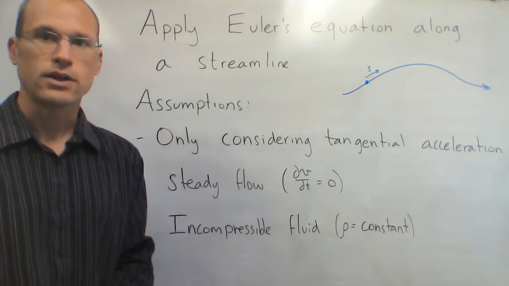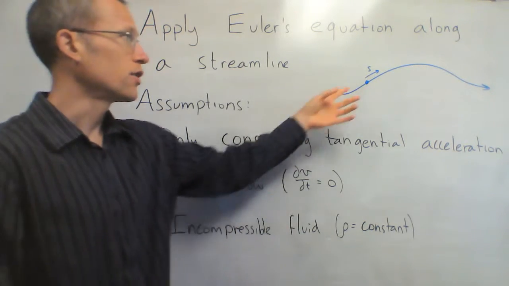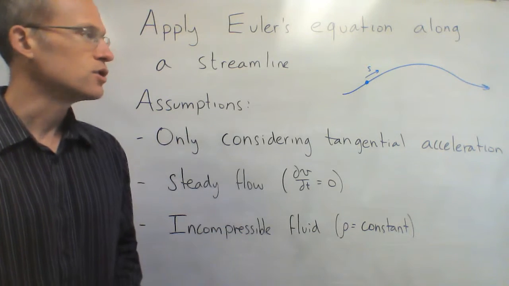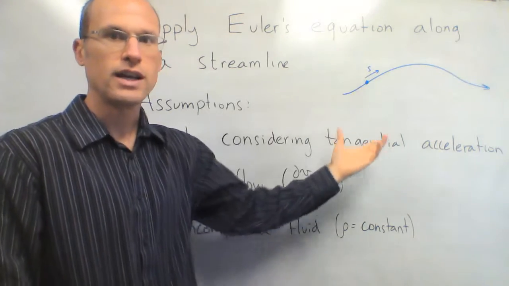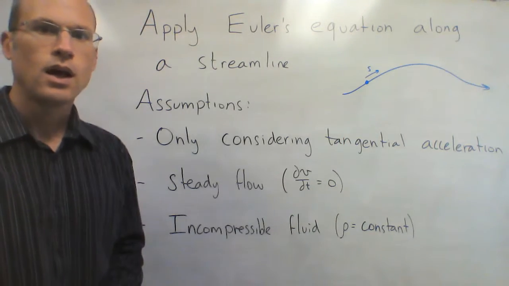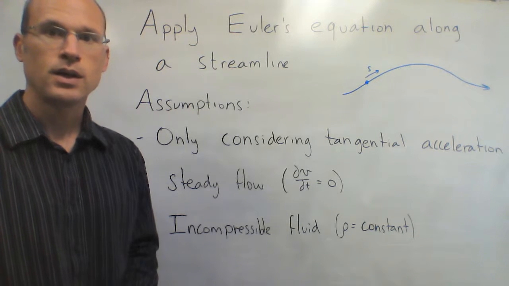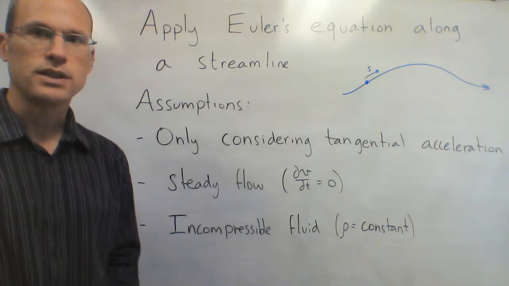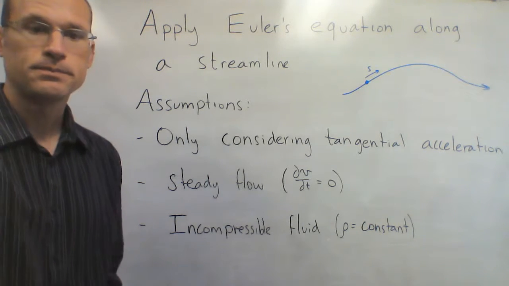First one is that I only consider the tangential acceleration, so I only care about the acceleration along that streamline. I don't care too much about the centripetal acceleration, assuming my direction is not changing too much. In other words, the radius of curvature is fairly large here. Second assumption is that it's steady flow, so no change in time or no local acceleration. And then the last one is that the fluid is incompressible, so that the density I can treat as a constant.